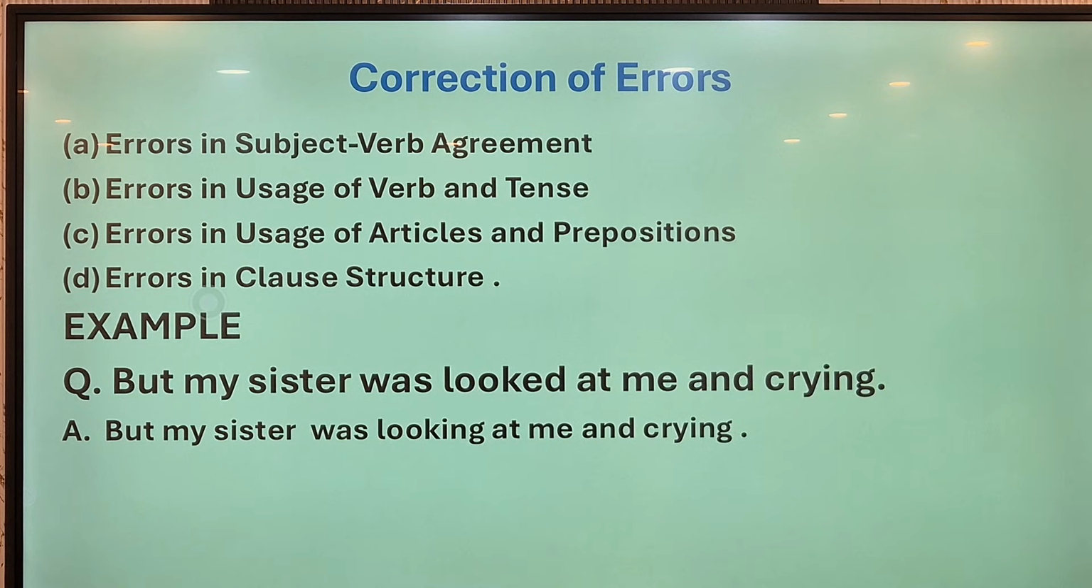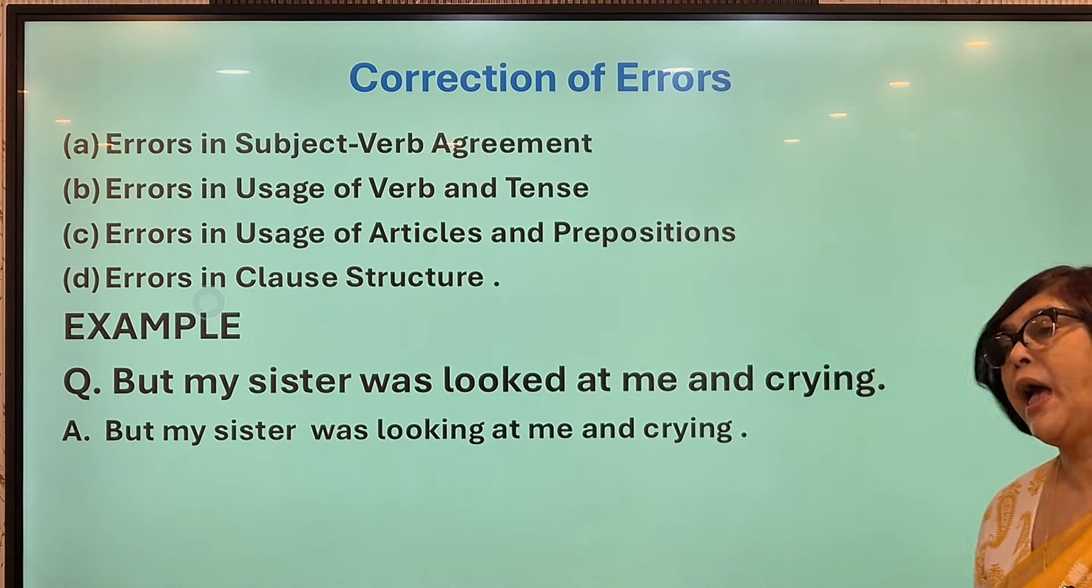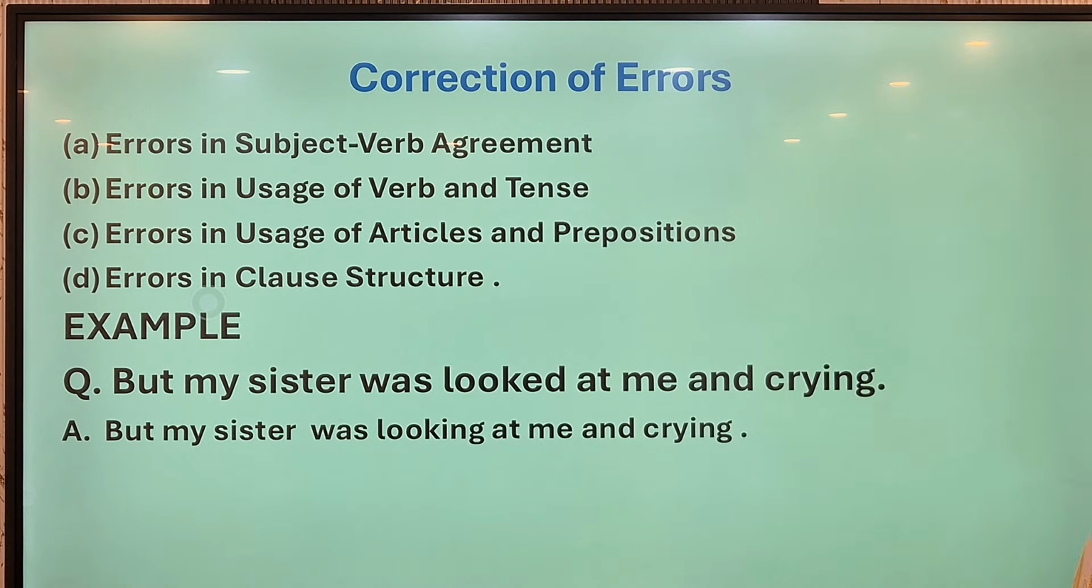Next we come to correction of errors, which you have in your examination. So what is correction of errors? There will be some mistakes in a sentence and you have to correct those. Usually these are regarding error in subject verb agreement, error in usage of verb and tense. Tense errors are very common among students, and the usage of articles and prepositions, and errors in clause structure.